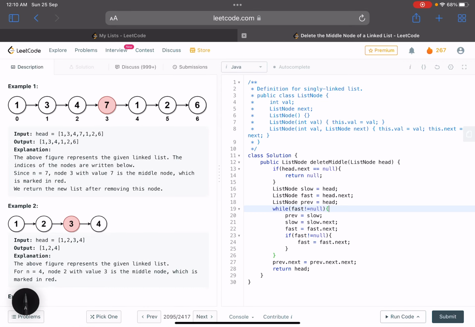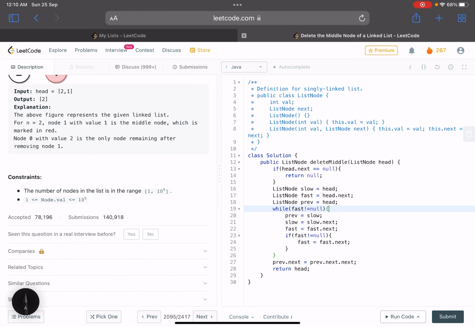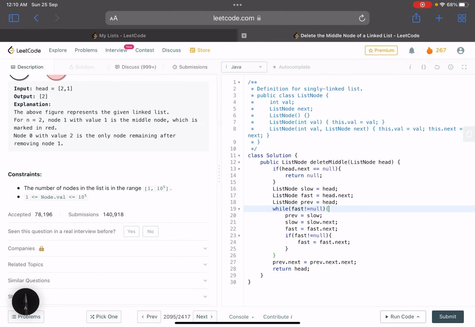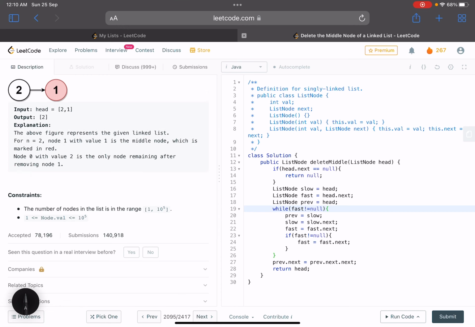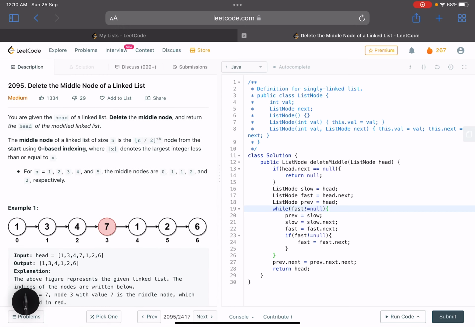Now again, whenever you solve any problem, since we are discussing how to cover the edge cases and become a good problem solver, see the constraints say that you will have at least one node in your list, right? So that means head will never be null. However, if you have a single node, then head.next can be null. So if you have a single node, just return null.